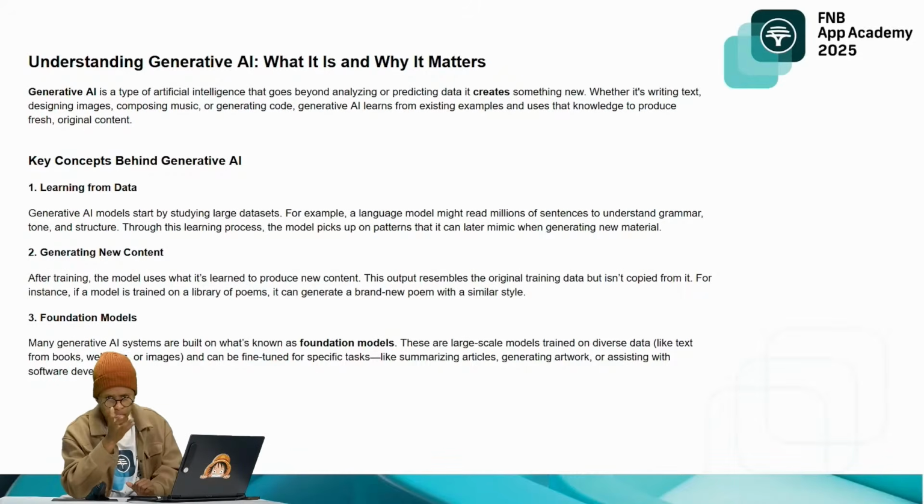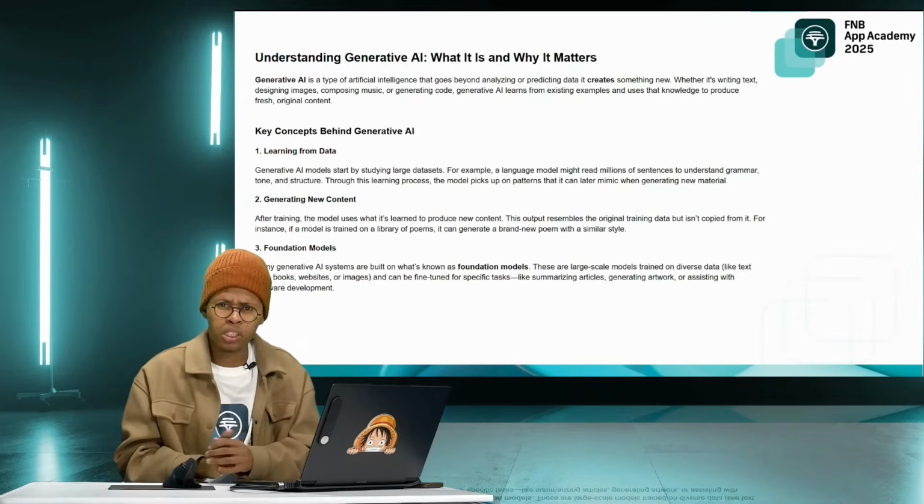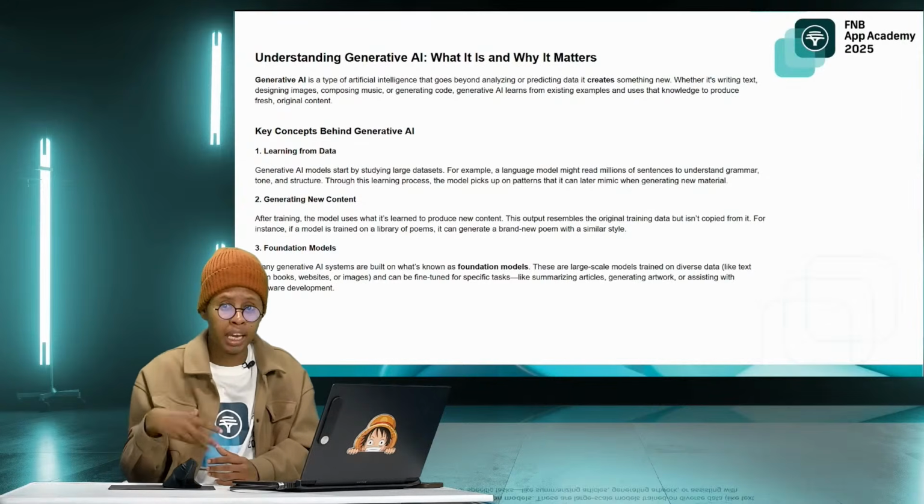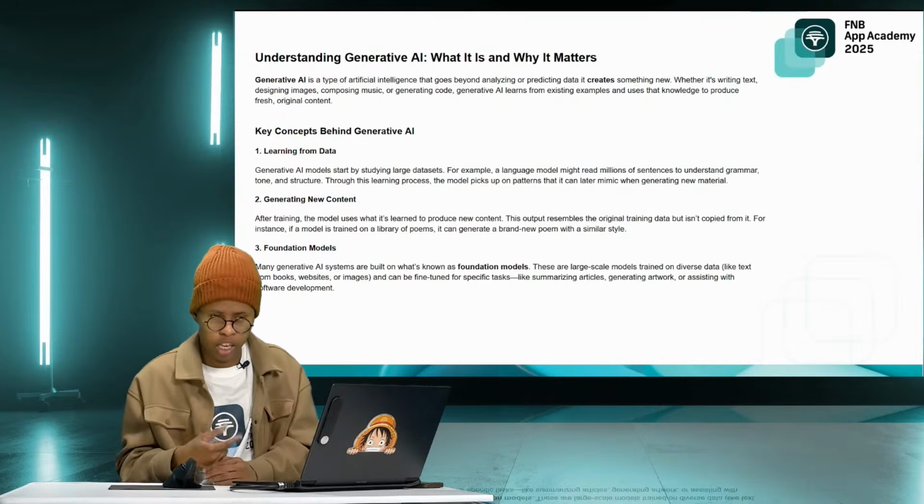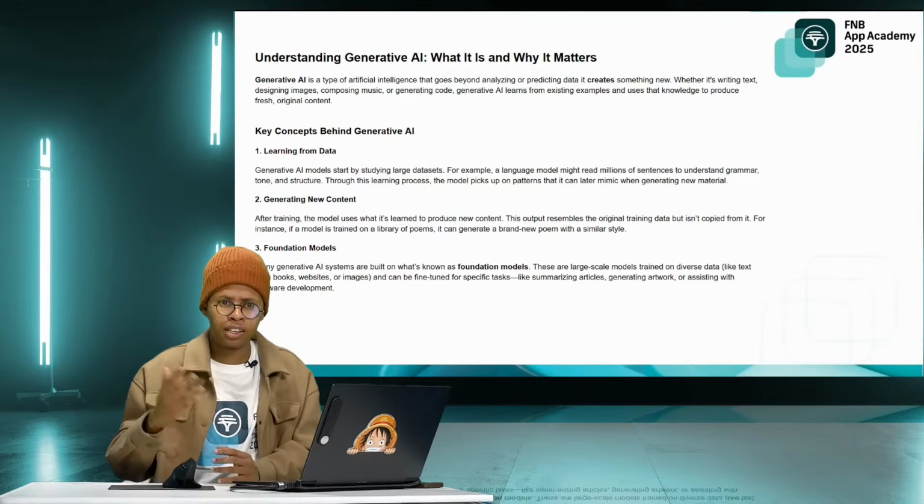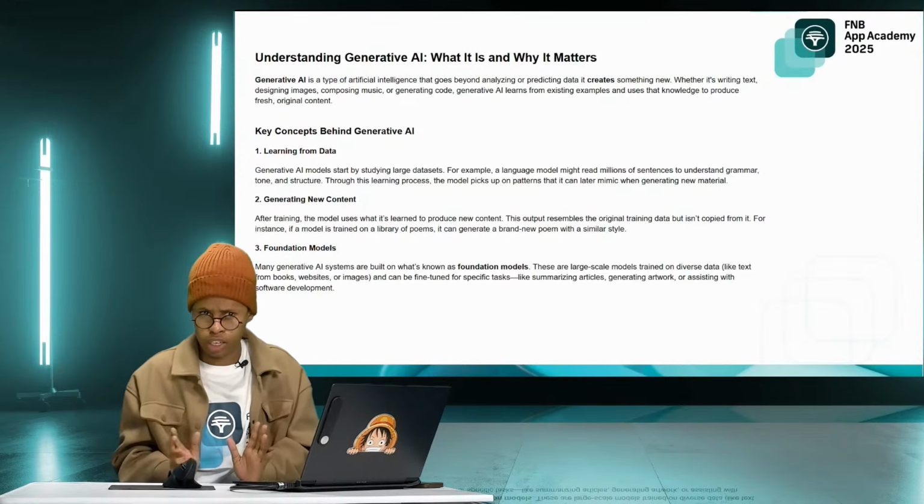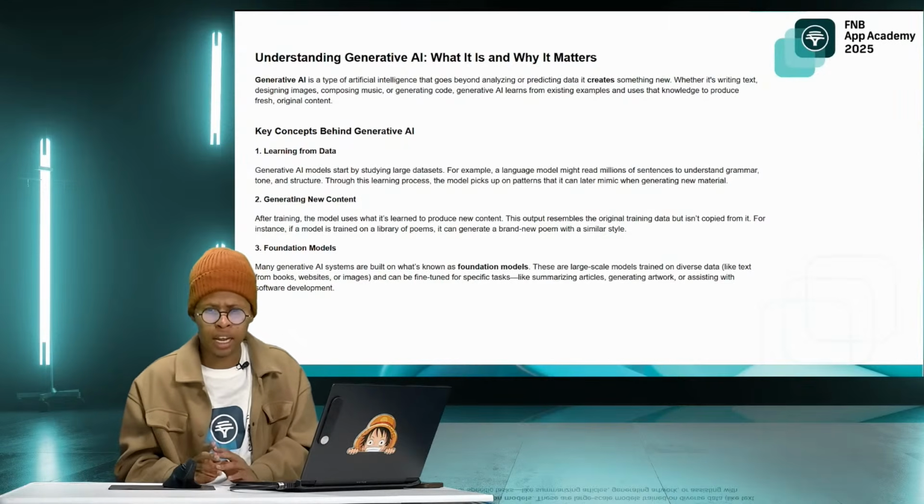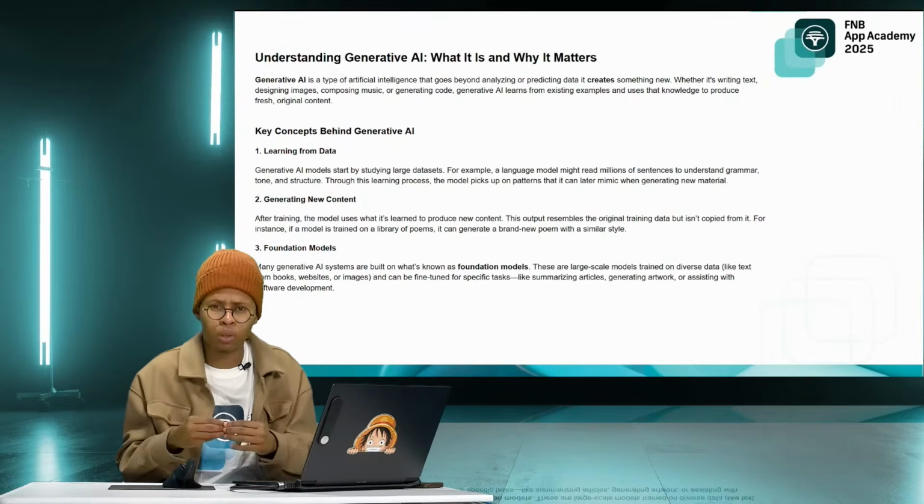So yes, generating and composing music, generating code. Generative AI learns from examples and uses that knowledge to produce fresh and original content. One thing I like about AI, and people will say, no, this is not original. I'm the one who told AI to make it original, so it is original, right? If I go to AI and say, create a light bulb that changes colors when I say the letter B in every word, no one has ever done that. It's original. AI will give it to me.